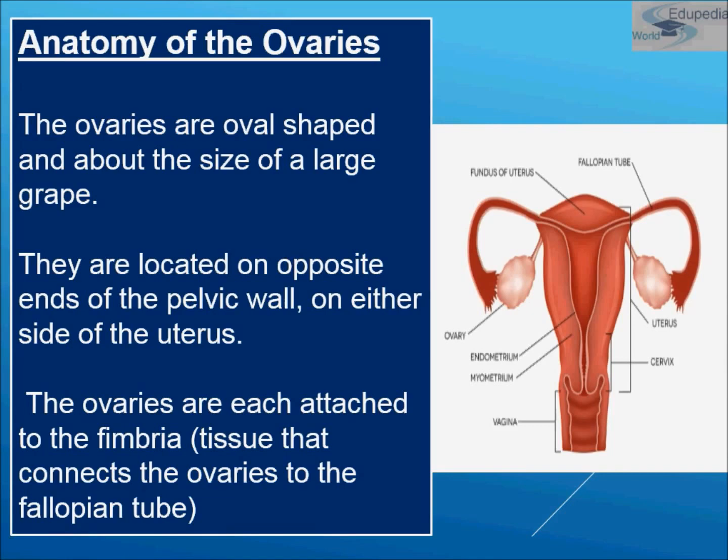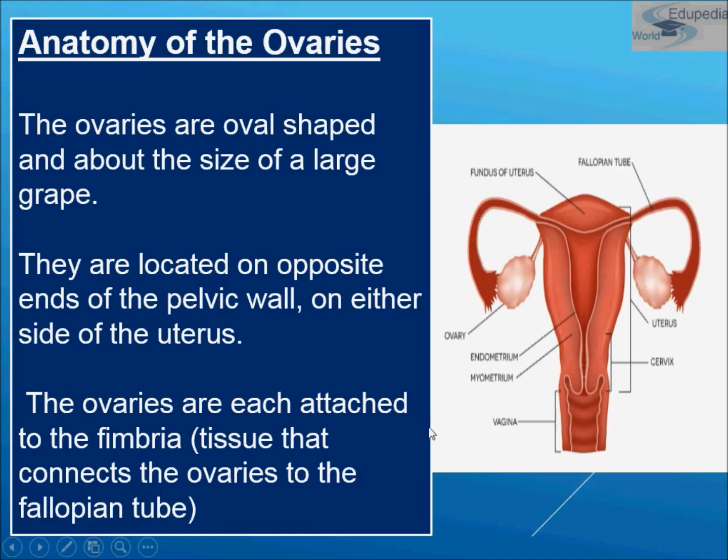As you can see, students, the ovaries are oval shaped and about the size of a large grape. This is the ovary, okay, which is oval shaped and about the size of a large grape. They are located on the opposite ends of the pelvic wall on either side of the uterus. Okay, this is the uterus and these are either sides of the uterus where the two ovaries are present.